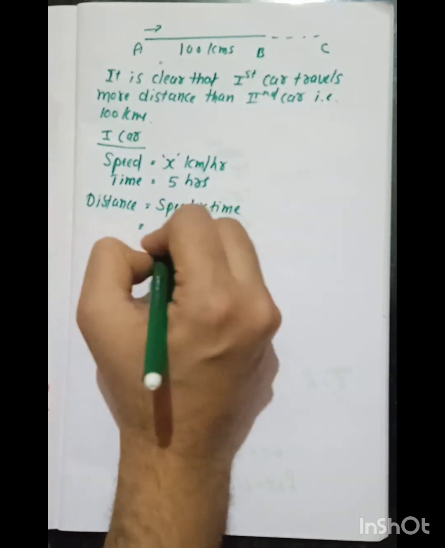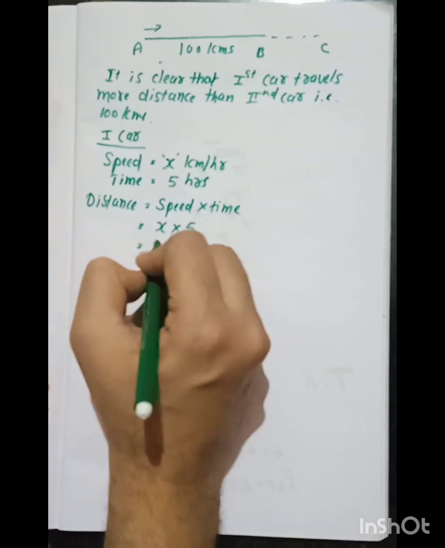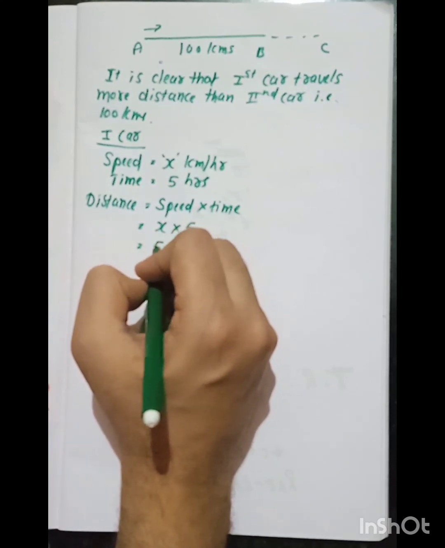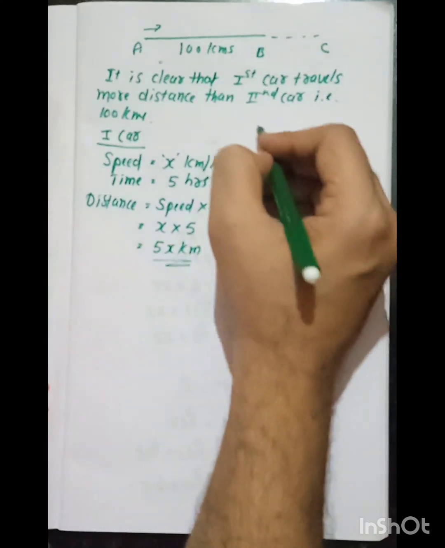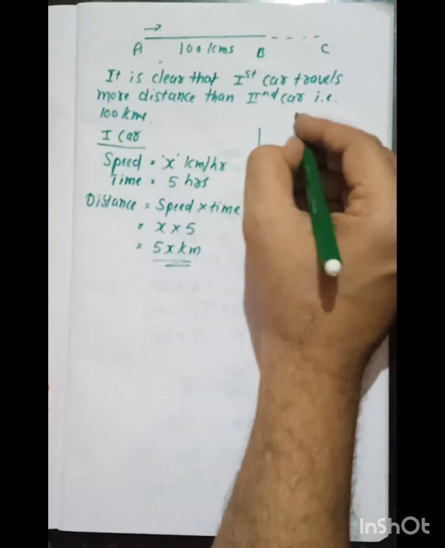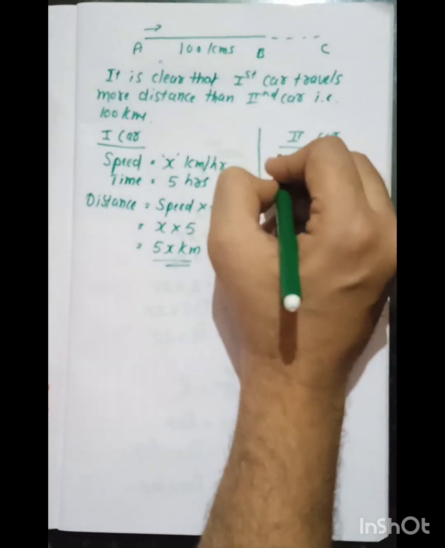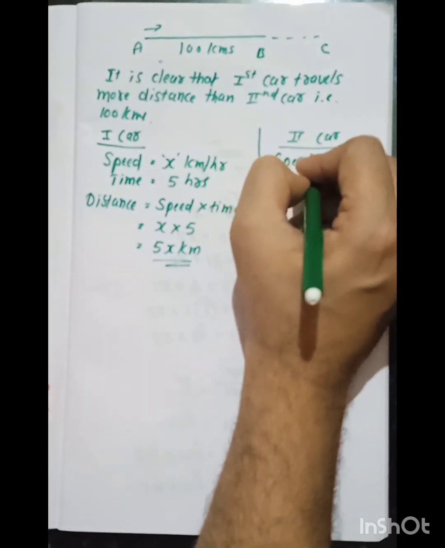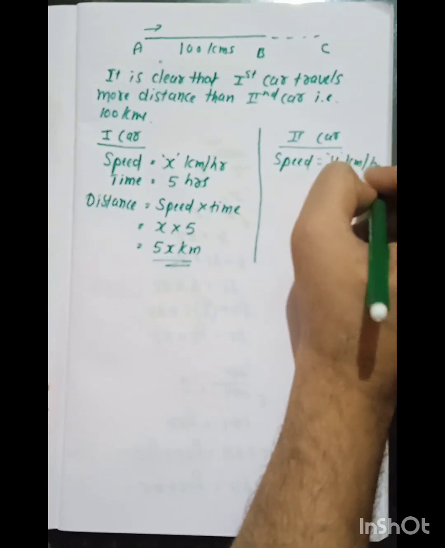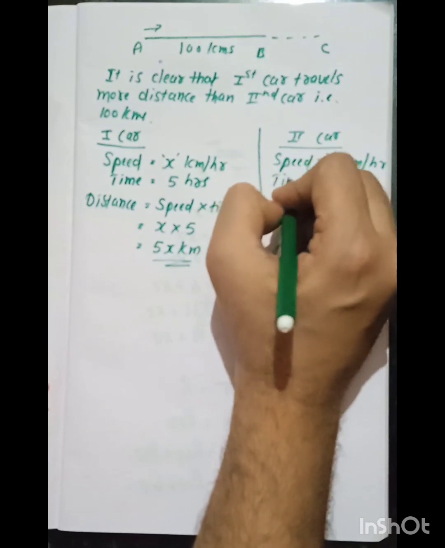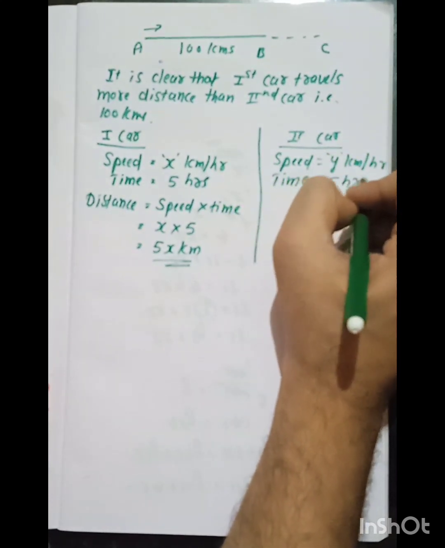Distance equals speed into time. What is speed? x. Time is 5, that is 5x kilometers. It is the first car. Similarly, now the second car: its speed is y kilometers per hour, and the time is also 5 hours.